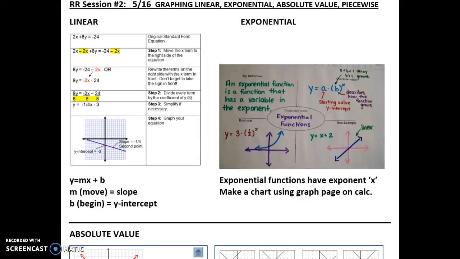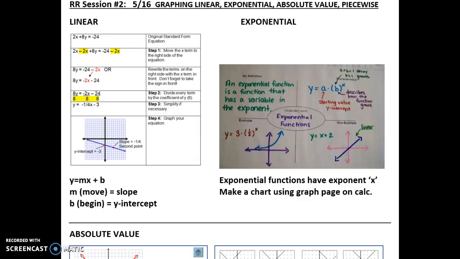Welcome to session 2 of the preview videos. This one is going to deal with graphing linear, exponential, absolute value, and piecewise functions. A scrap sheet of graph paper or graph paper that you can glue into your vocab notebook might be beneficial.